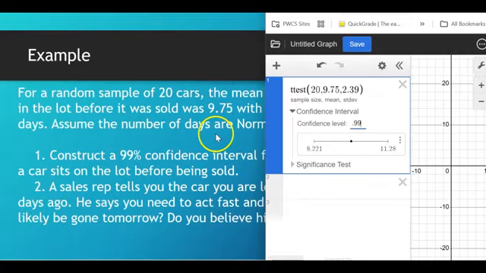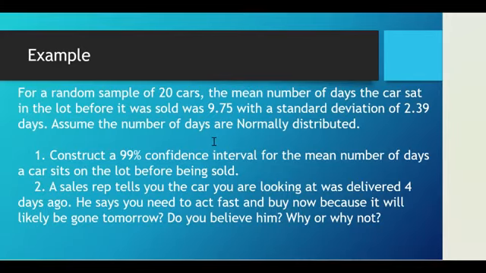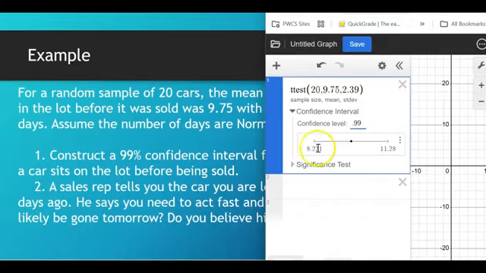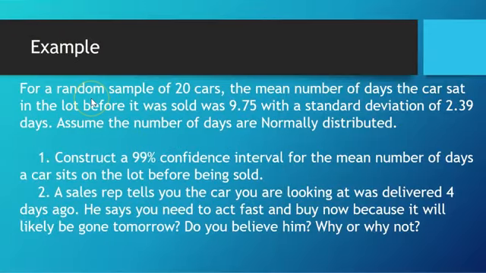Okay, so the average number of days that the cars are on the lot is somewhere between 8.2 and 11.28. Okay, sales rep tells you that the car you're looking at was delivered 4 days ago. He says you need to act fast and buy now because it will likely be gone tomorrow. Do I believe him? The answer is no, I do not believe him, because the average number of days is somewhere between 8 and 11. Tomorrow would be 5 days. Okay, could the car be gone? Sure, but that would mean it was sold faster than average because usually they're there for somewhere between 8 and 11 days. So based on my interval, I'm going to say no, I do not believe him because 5 days is outside of my interval.